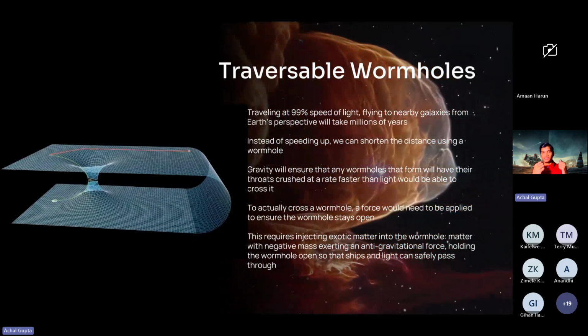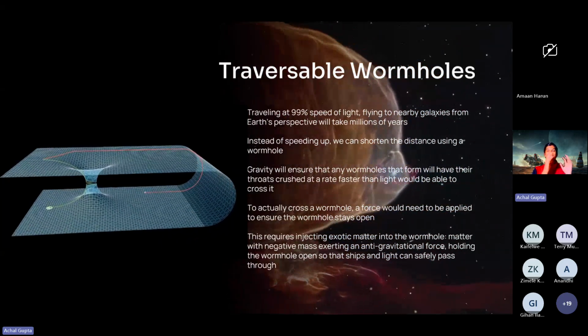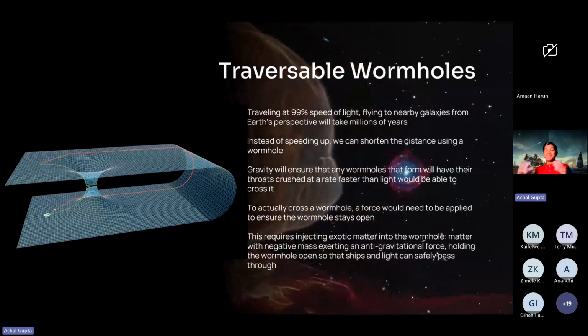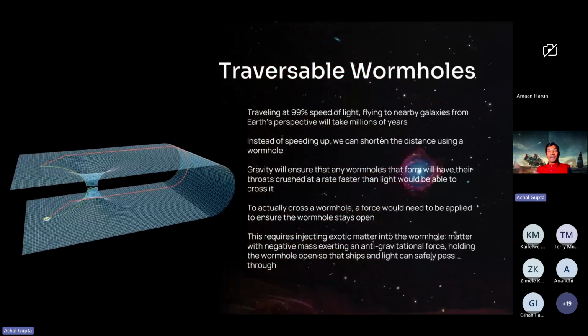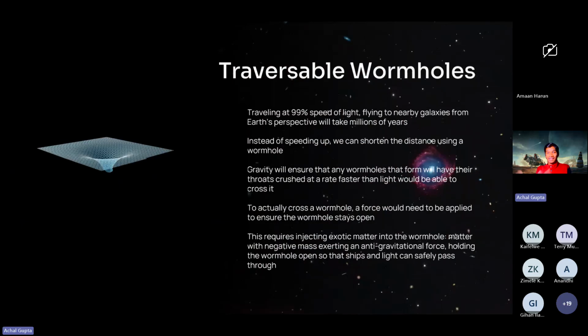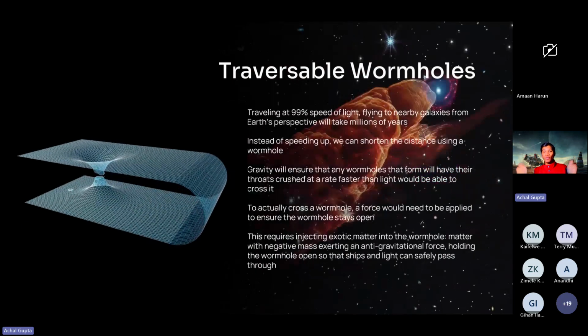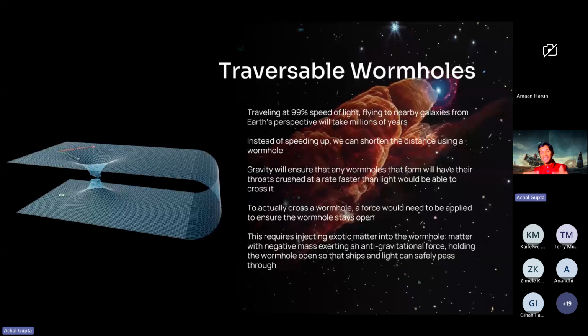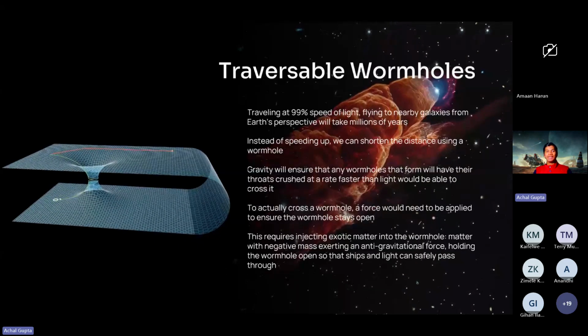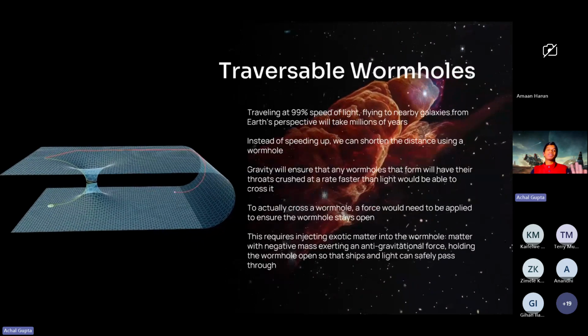go through, is the use of negative mass, or negative gravity as well. So you need an anti-gravitational force, and that anti-gravitational force will force the wormhole open because it will act against the gravitational force closing it, and your craft will be able to pass through in a much faster manner, right?